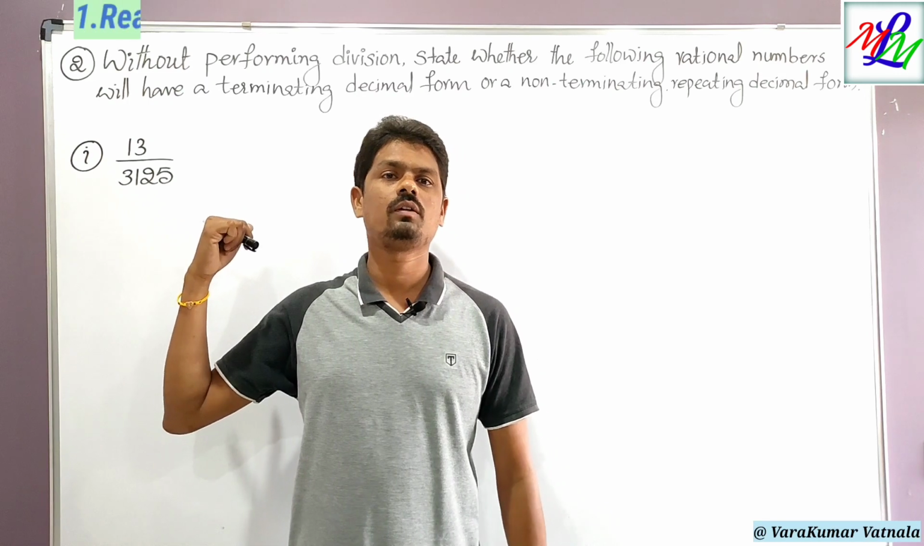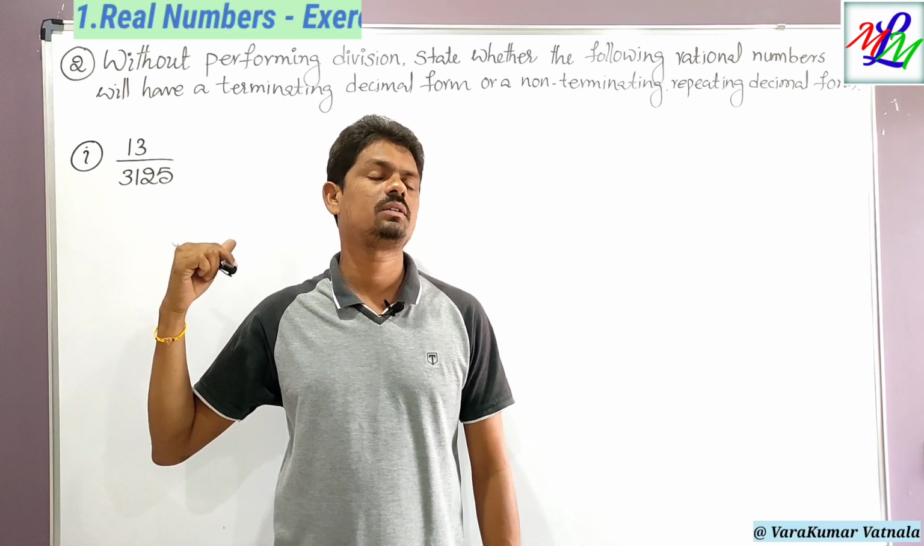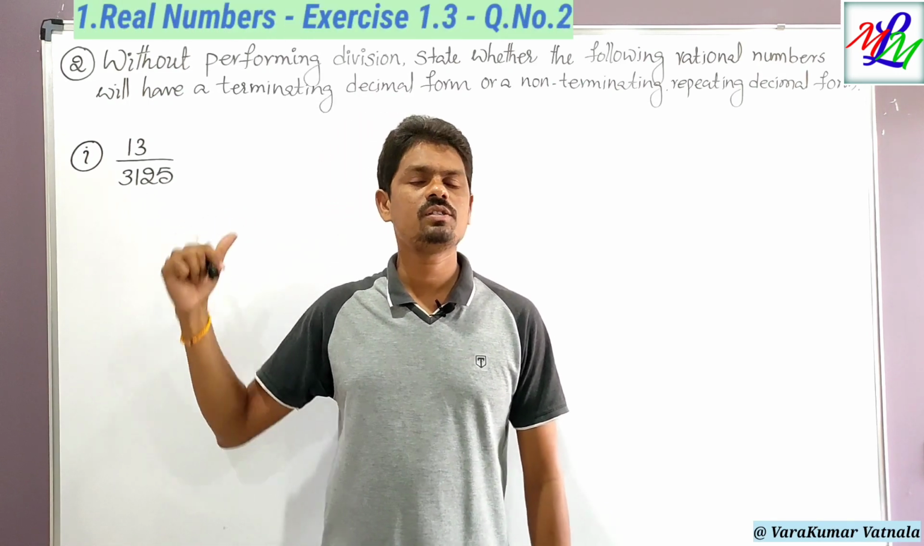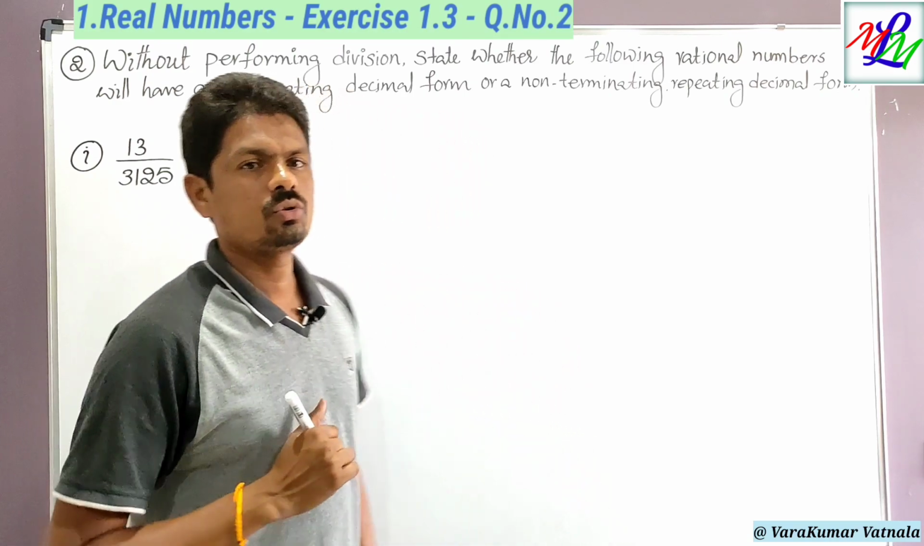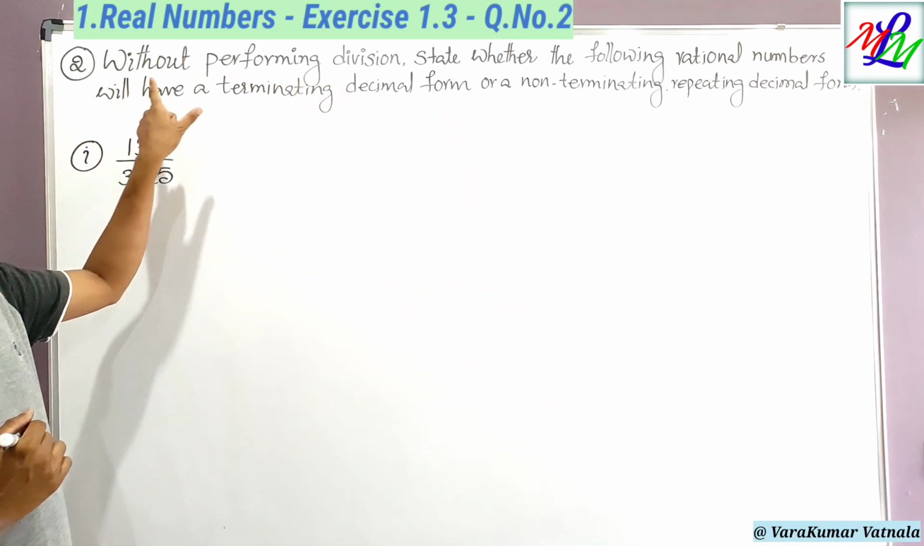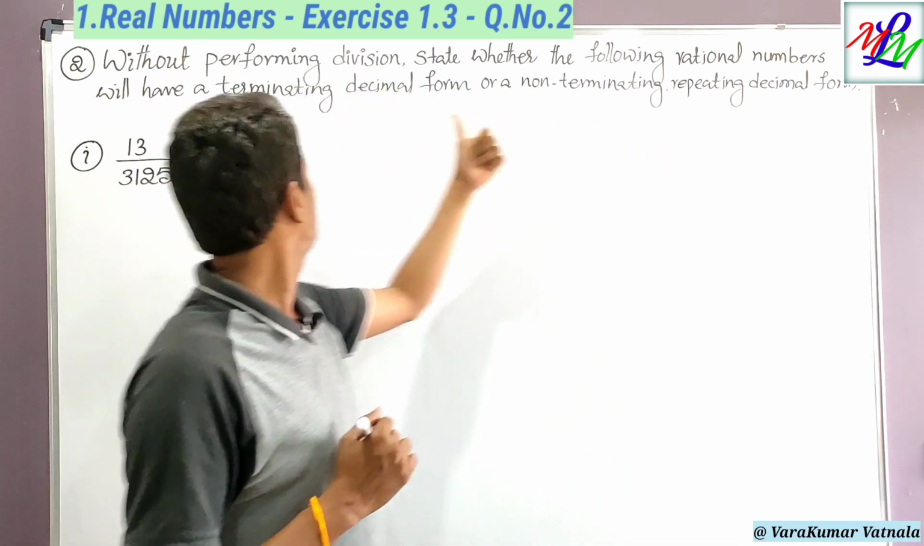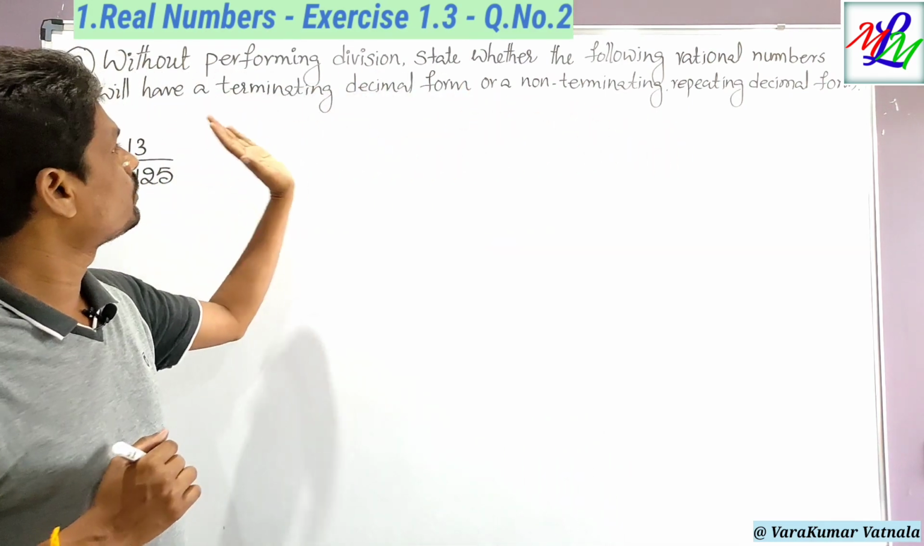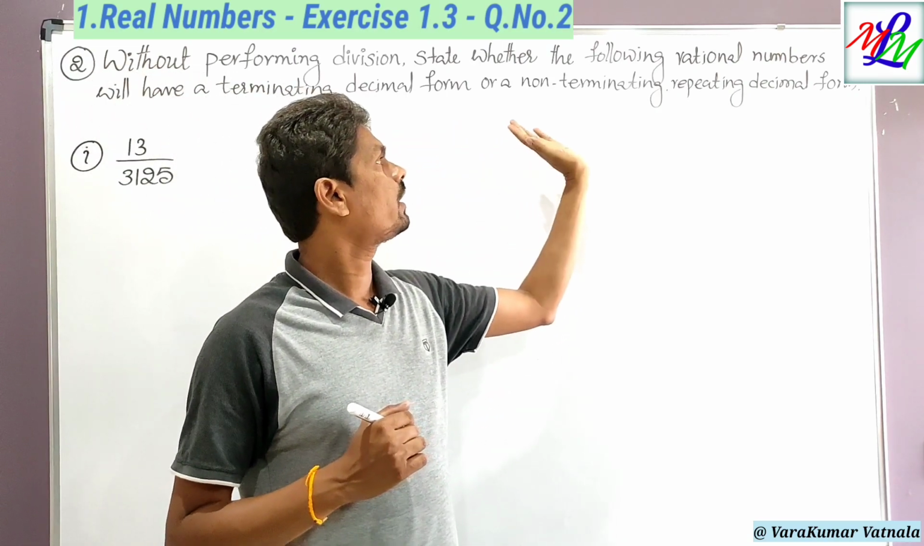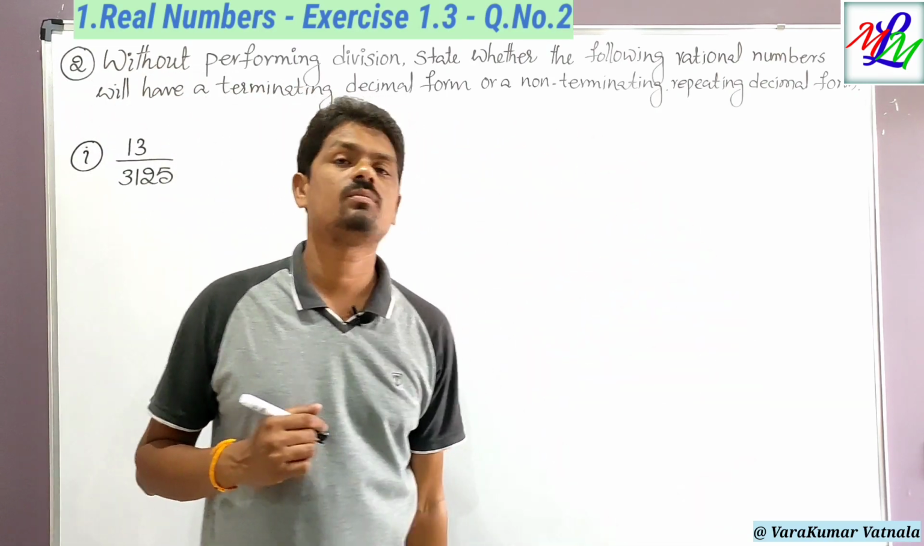Today we are going to solve a problem from the chapter Real Numbers, exercise 1.3, second problem. See student, what he is asking is: without performing division, state whether the following rational numbers will have a terminating decimal form or a non-terminating repeating decimal form.